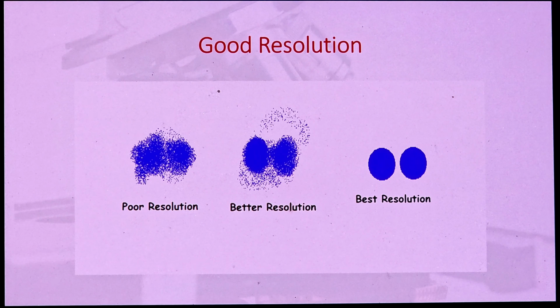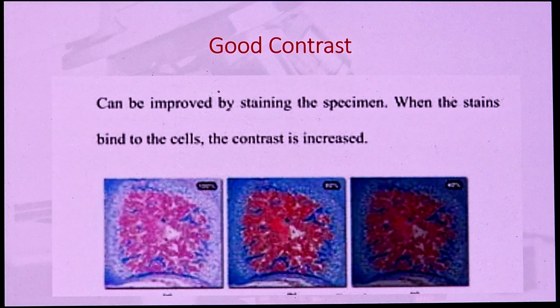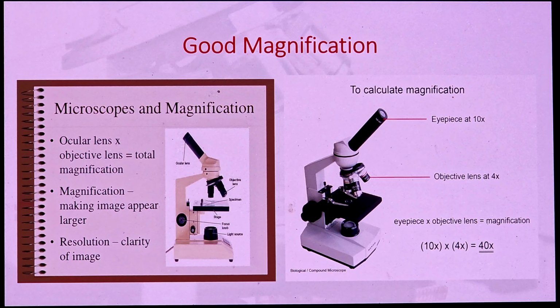So here in the picture, on the left side, it shows poor resolution, and on the right side, two closely placed points are more clearly defined. Good contrast, this can be improved by staining the specimen. When the stains bind to the cell, the contrast is increased. Third is good magnification. This is achieved by use of convex lens.